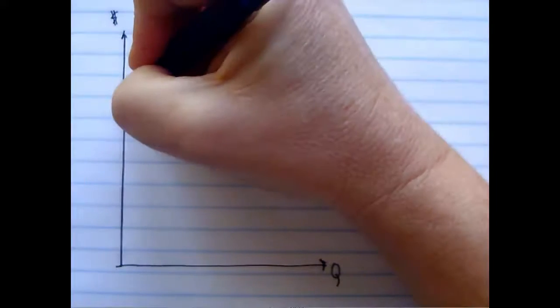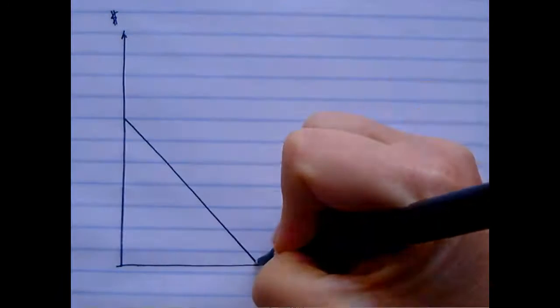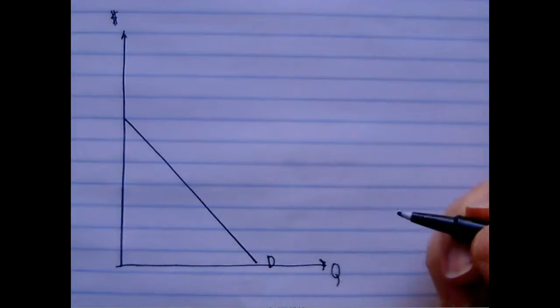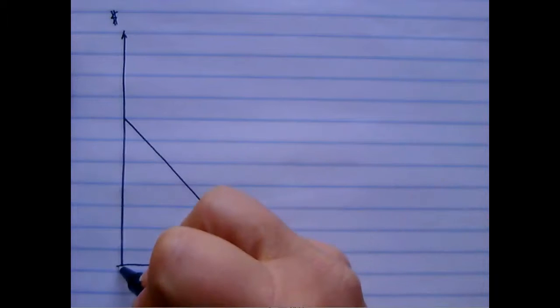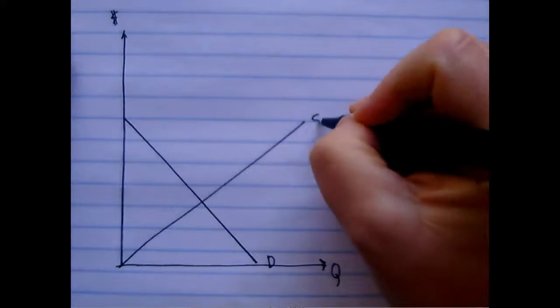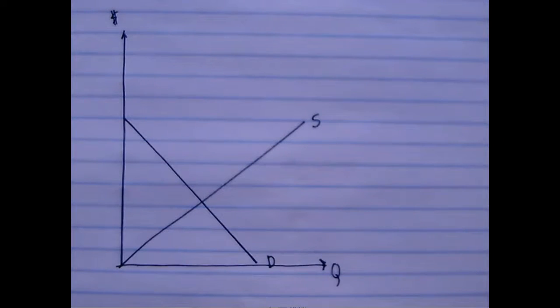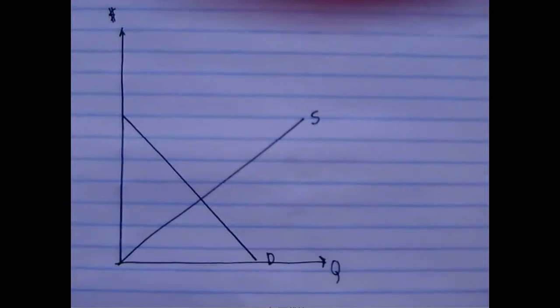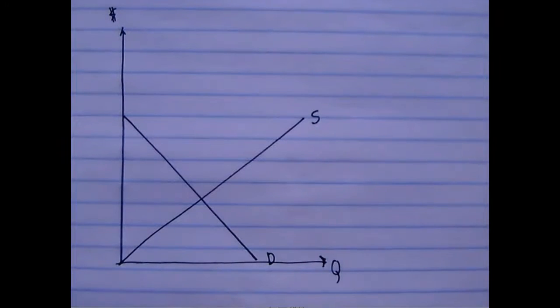Okay, so we've got a demand from the private sector for a particular good. Okay, so that's our demand curve. And then we've got supply from the private sector for that good.